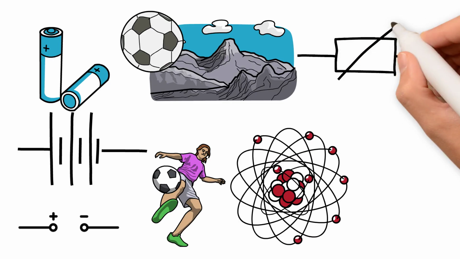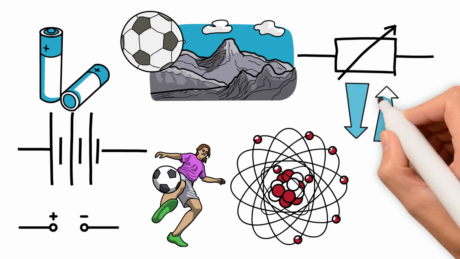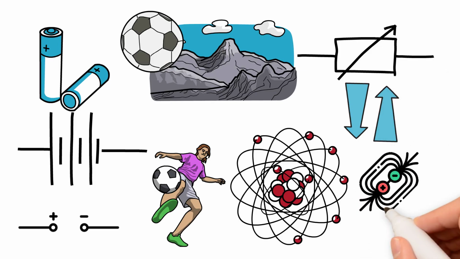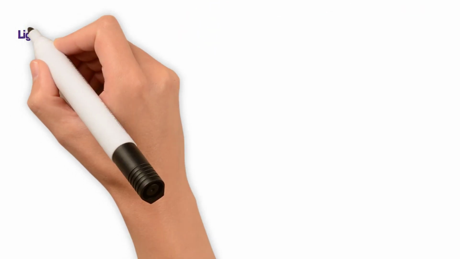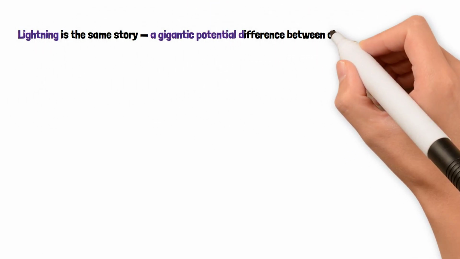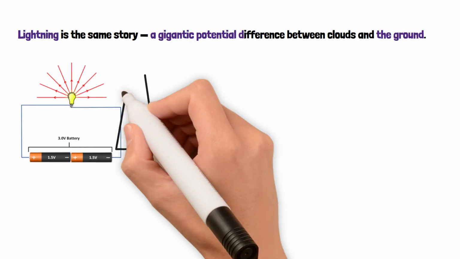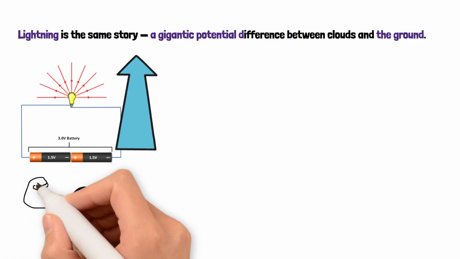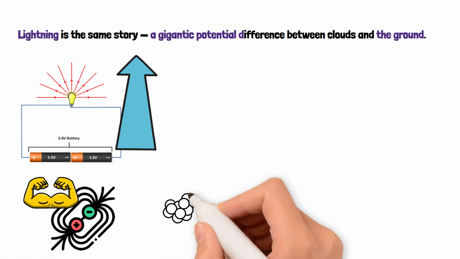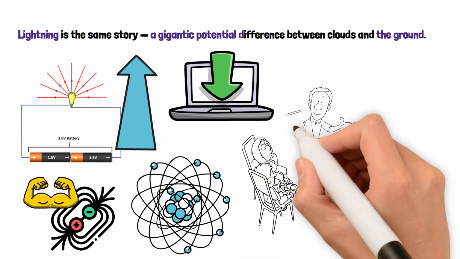That's why circuits work. Electrons flow from low energy to high energy regions, controlled by the electric field inside the wires. Lightning is the same story. A gigantic potential difference between clouds and the ground. When the difference becomes too large, the electric field becomes strong enough to tear electrons out of the air, creating a sudden discharge. And here's the hidden link students often miss.